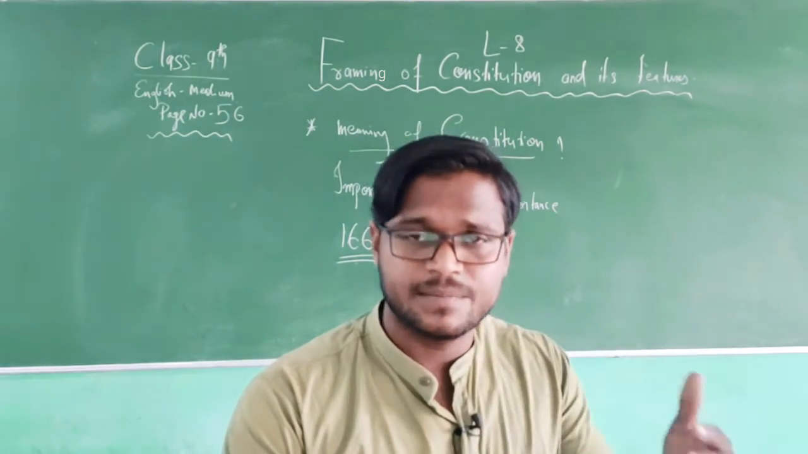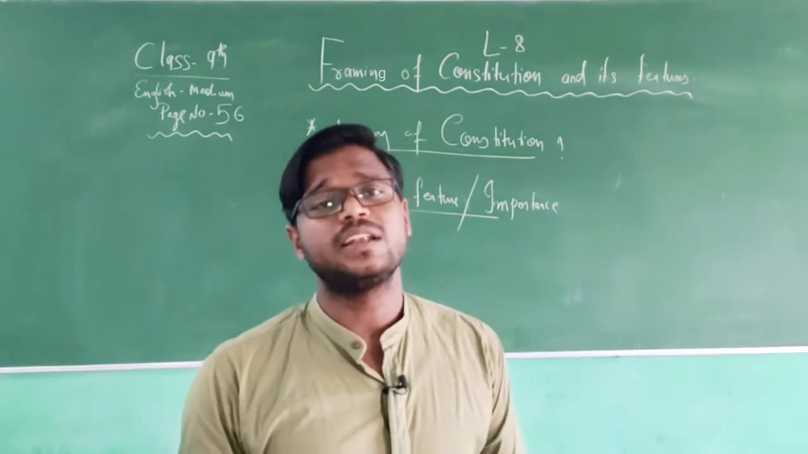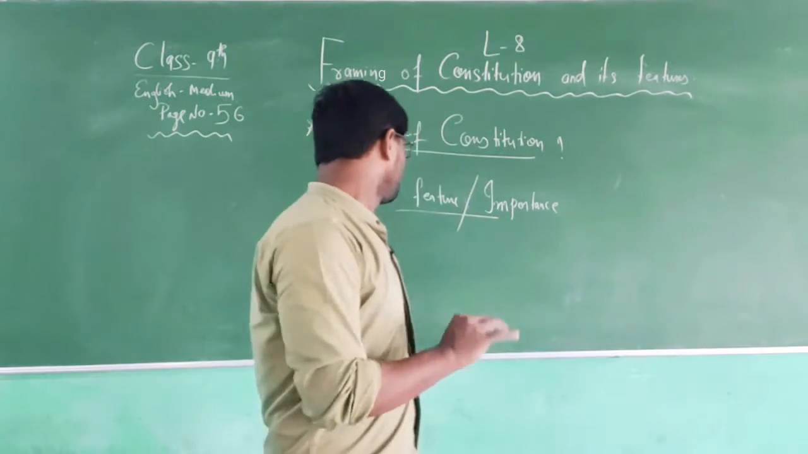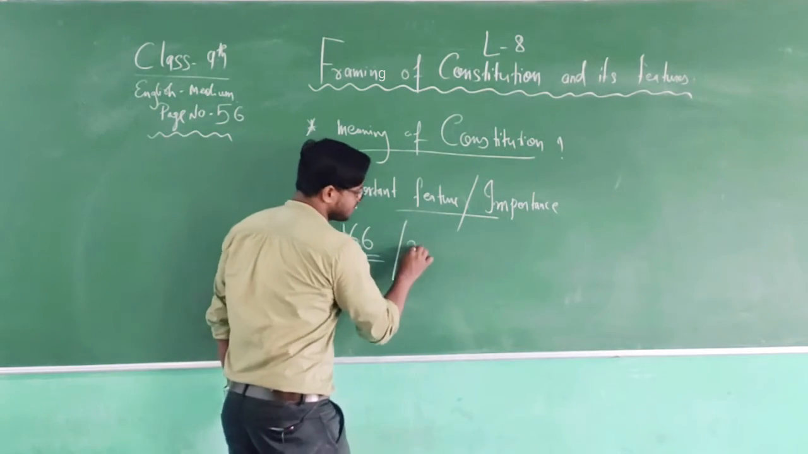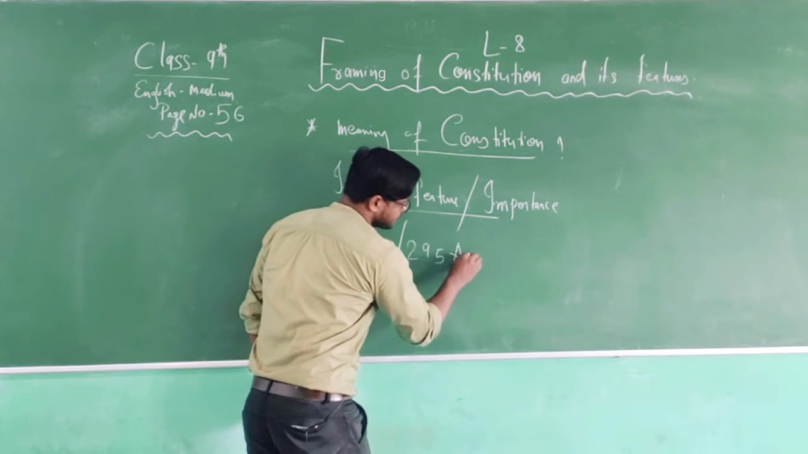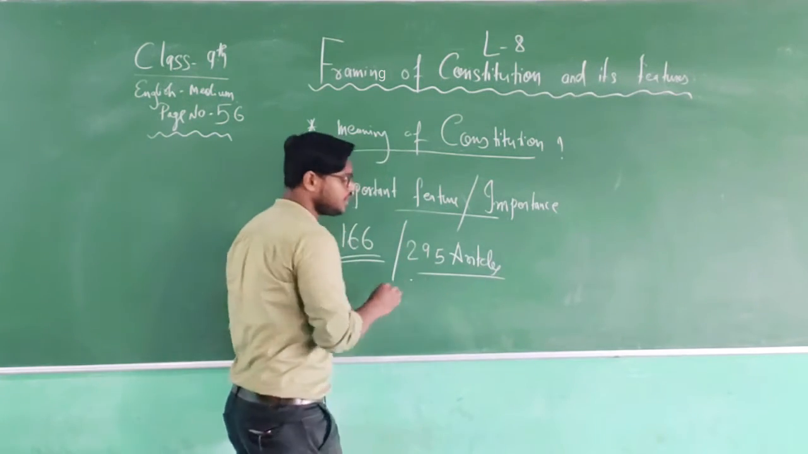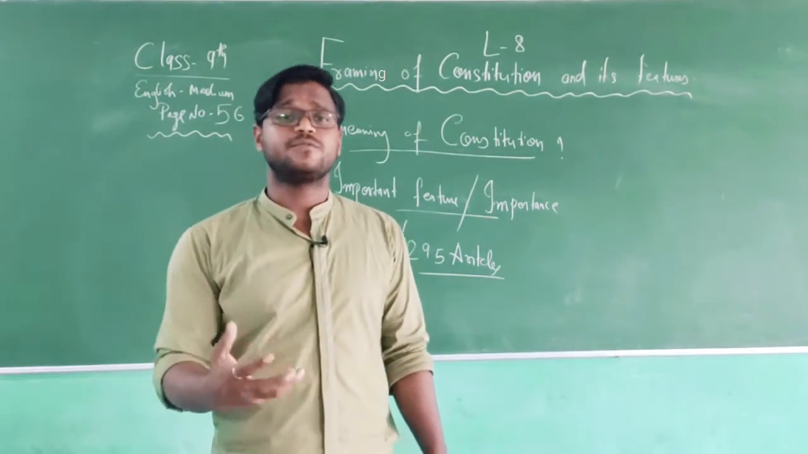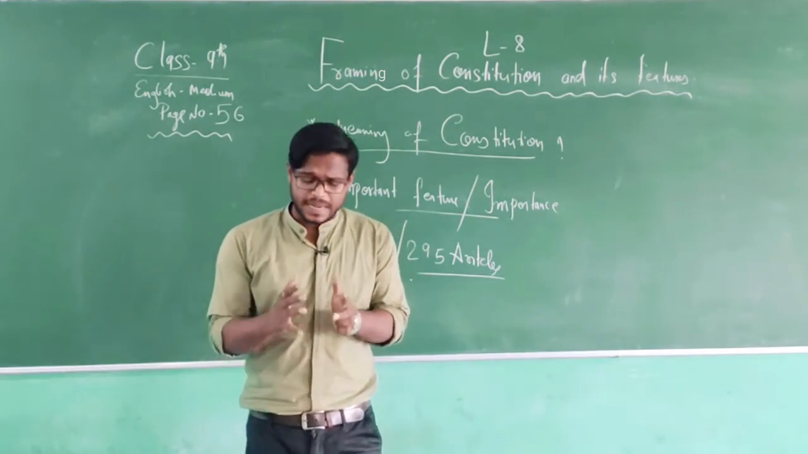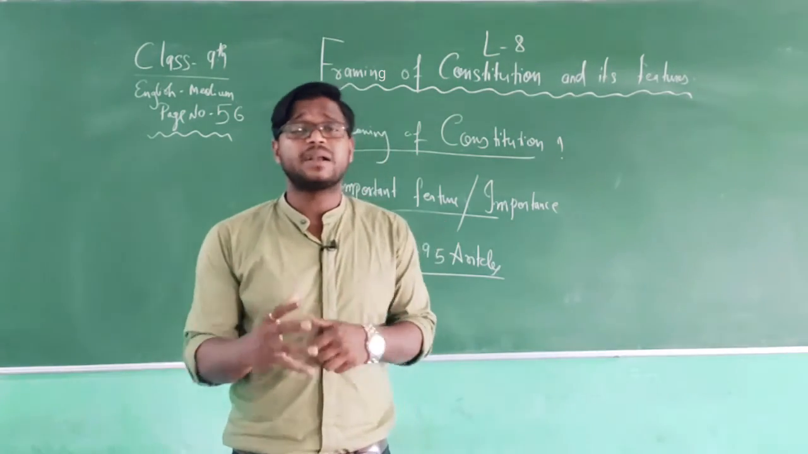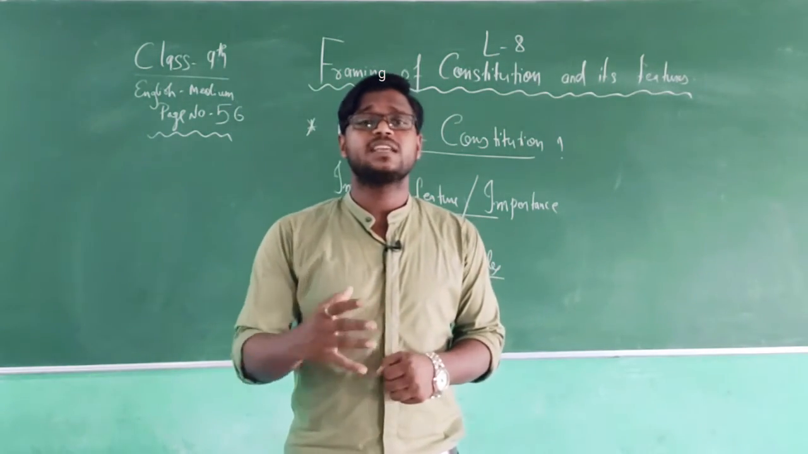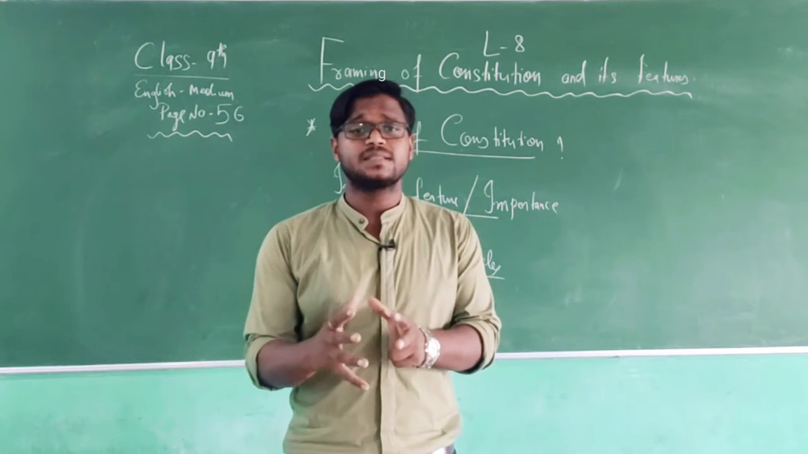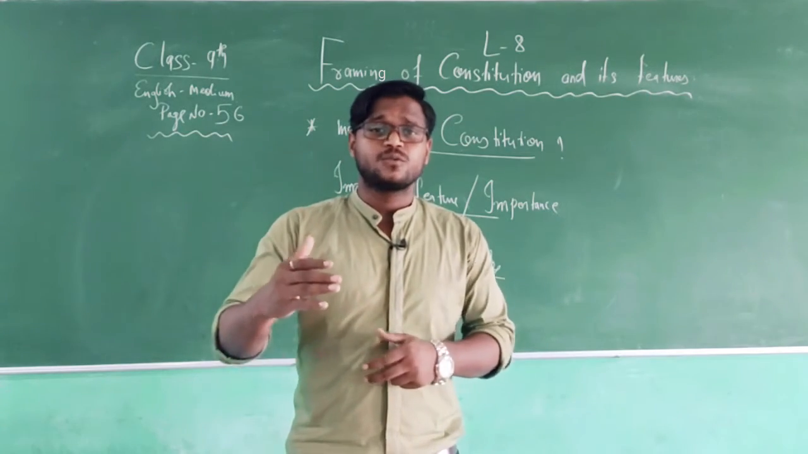Also, you will understand that the constitution was set up with 295 articles. It consisted of 295 articles. You should remember these figures, 295 articles. Along with the 295 articles, on the 26th of January it was enforced. Along with the 295 articles, there were 8 schedules, so that it could be better formed. And furthermore, it came into existence, and India became a Republic nation.